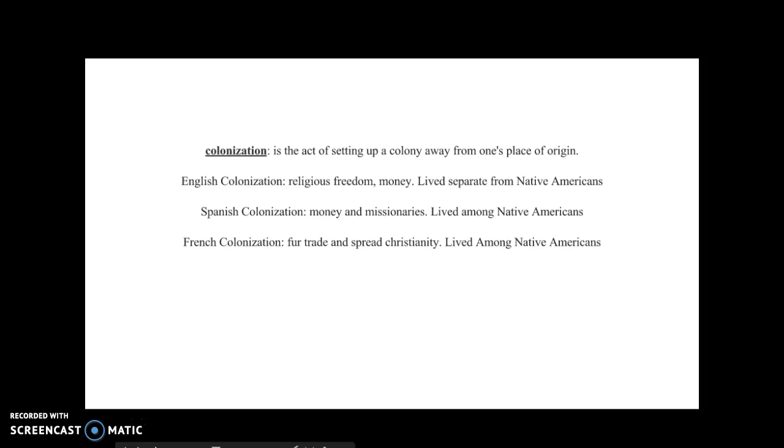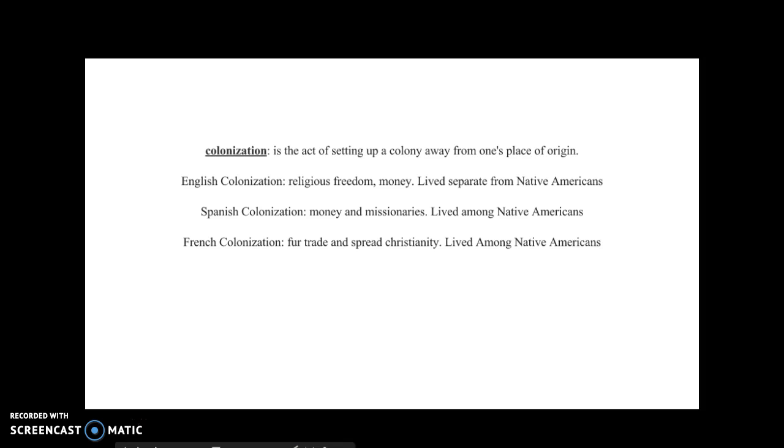Alright, so the next definition is colonization. I think something that would help you out is looking at 3 different types or 3 methods of colonization: English colonization, Spanish colonization, and French colonization. The English were coming up with colonies for religious freedom and money. They lived separate from the Native Americans.